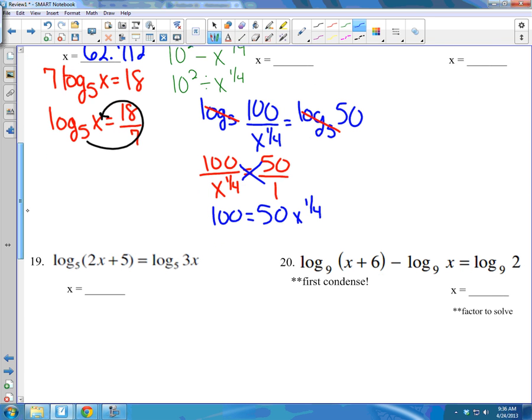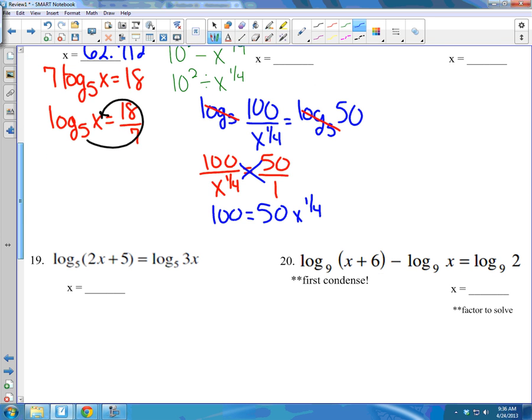First, I'm going to get x by itself by moving the 50. I'll divide by 50. And now to get rid of the 1/4 power, I'll have to take this side to the 4th power, which just makes it x. And I'll have to take the 2 to a 4th power, which is 16, not 8. So when you're done, your answer here is 16.